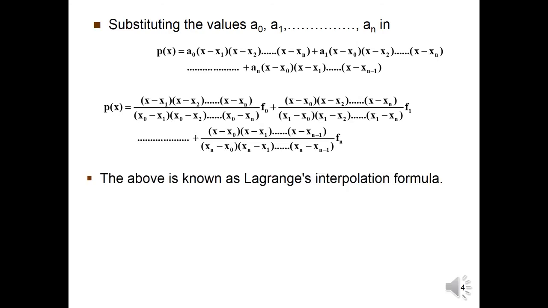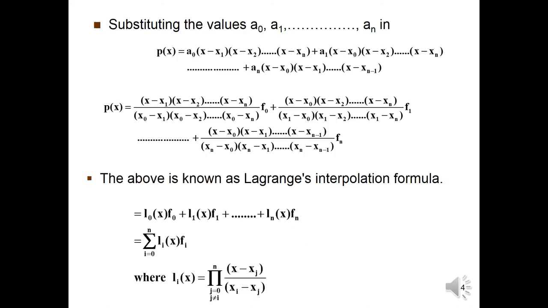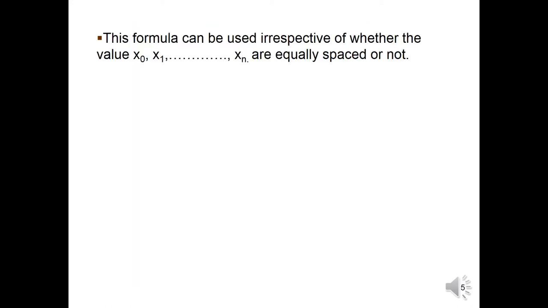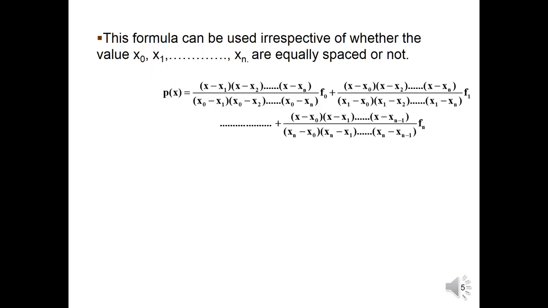Now we can write it in a short form, where we take the coefficient of f0 as L0(x), the coefficient of f1 as L1(x), the coefficient of fn as Ln(x). So we have written it in short form, and further in summation form, i is equal to 0 to n, Li(x) fi, where Li(x) is this product. And Li(xj) is equal to 1 for i is equal to j and 0 for i is not equal to j. This formula can be used irrespective of whether the values x0, x1, xn are equally spaced or not, and the formula is this same formula.